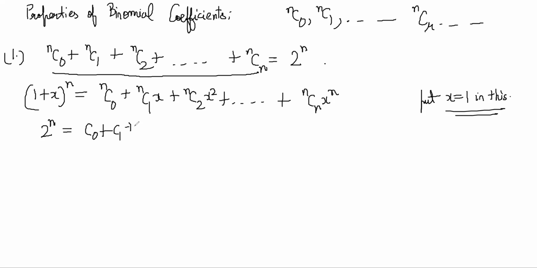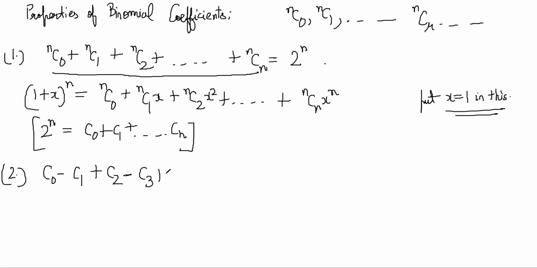So 2 power n is C0 plus C1 till Cn, right? Correct. Similarly, what is the value of C0 minus C1 plus C2 minus C3 and so on till minus 1 to the power n Cn? Suppose you have to find this value.